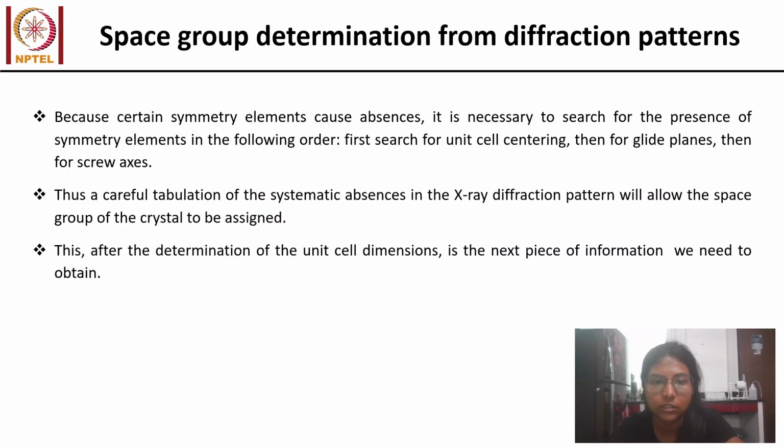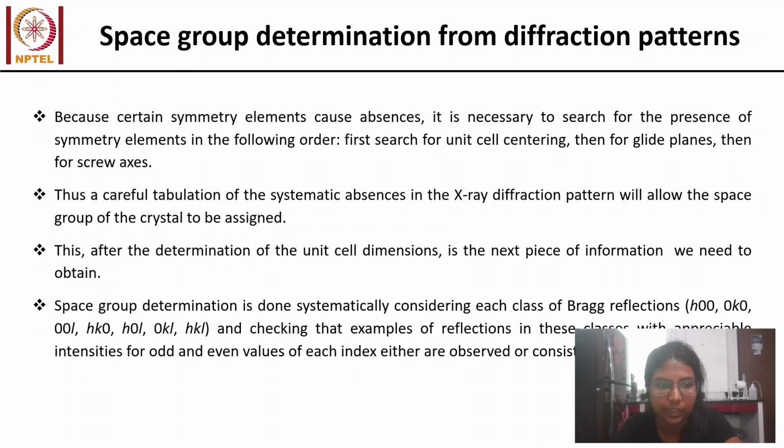After the determination of the unit cell dimensions, the next piece we need to obtain is the space group, and this is done systematically considering each class of Bragg reflections. For example, we have the H00, then 0K0, and so on, and we check whether the reflections in these classes are either present or consistently absent. By that we assign screw axis or glide planes after assigning the unit cell centering.